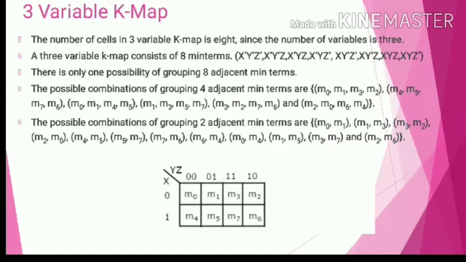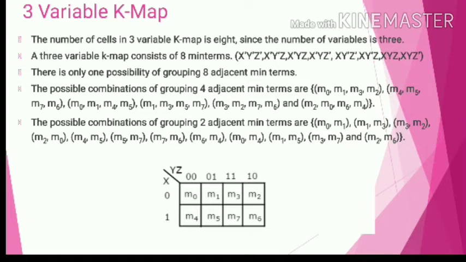m4 is 1 0 0, so x, y dash, z dash. m5 is 1 0 1, so x, y dash, z. m7 is 1 1 1, so x, y, z. m6 is 1 1 0, so x, y, z dash. In this way, each minterm is formed. See, m0, m1 and then m3, m2, because the adjacent cells differ in only 1 bit position, so this can be interchanged and written like this.